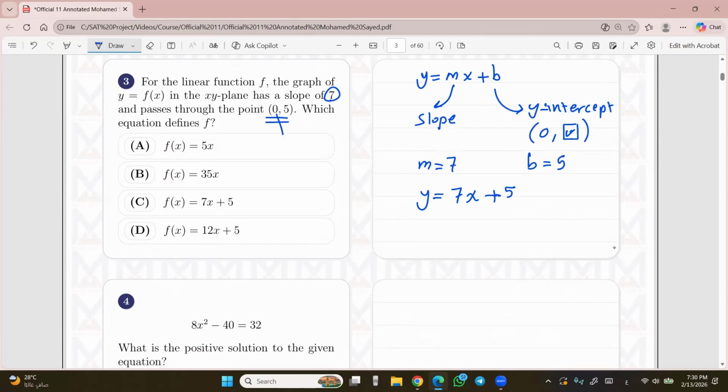But what if this is not 0? If this is not 0, we have many ways to answer the question. One of them is to use the Desmos graphing calculator. Or maybe we can substitute, replace the x by this number, whatever the number is, and y by this y, and then m by this one, and get the value of b, which is the differentiator here. So 7x plus 5 is our answer, letter C.